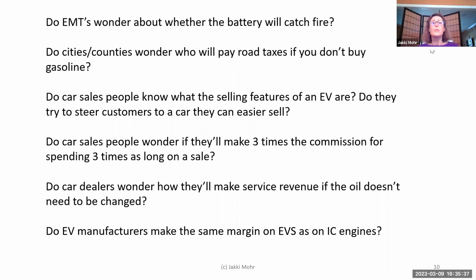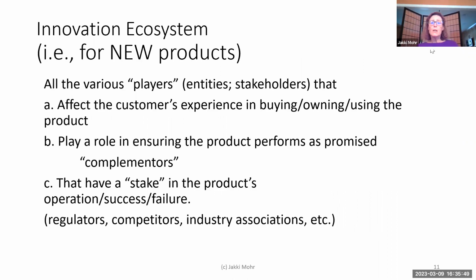All of these enter into the set of incentives and disincentives that different players in the ecosystem have to support the new emerging technology. So to be clear, the innovation ecosystem for new products includes all the various players that will affect the customer's experience in buying, owning, and using the product, that play a role in ensuring the product performs as promised over time. These are complementers. So if you take your car to an independent repair shop, for example, and all these players have a stake or an incentive or disincentive in the product's operation, success, and failure.